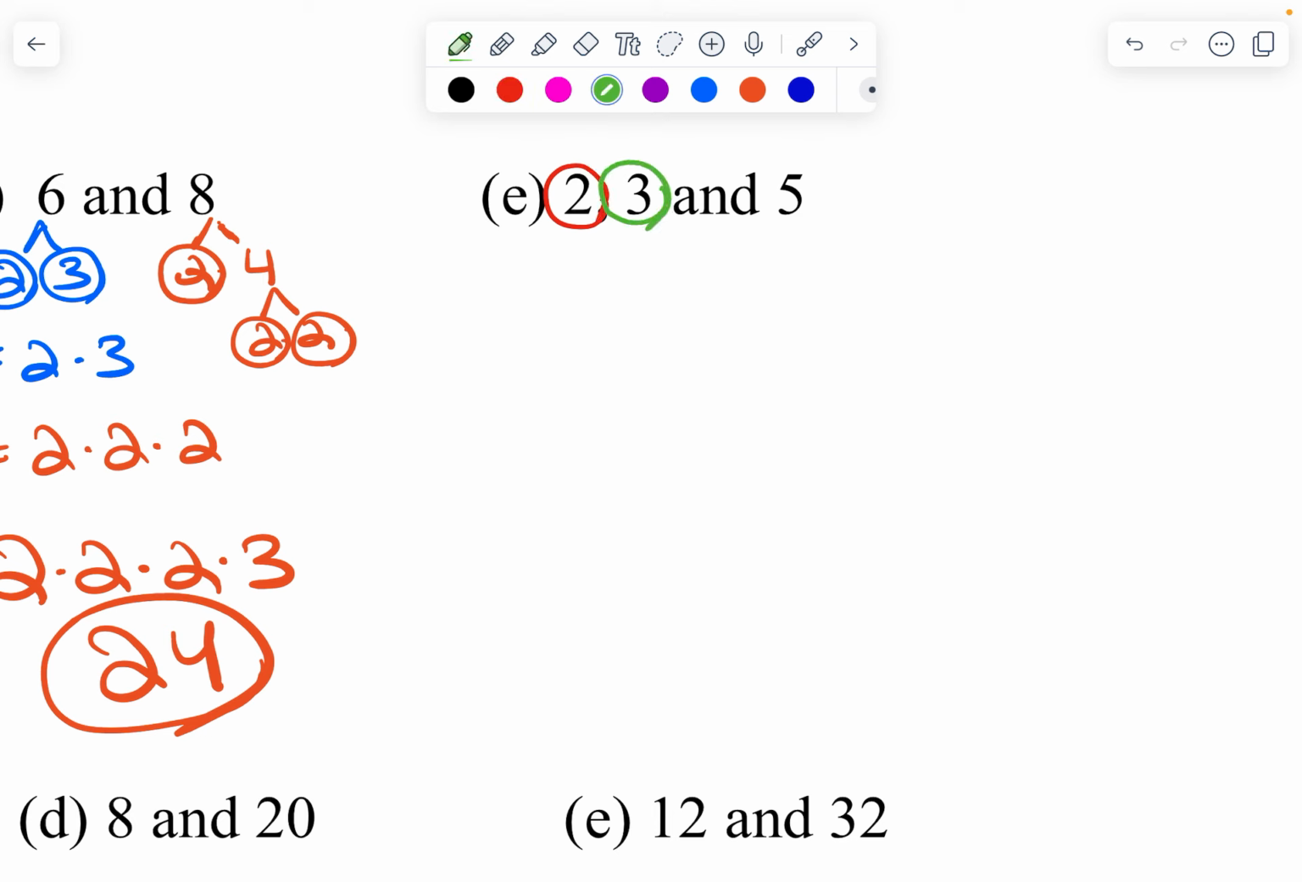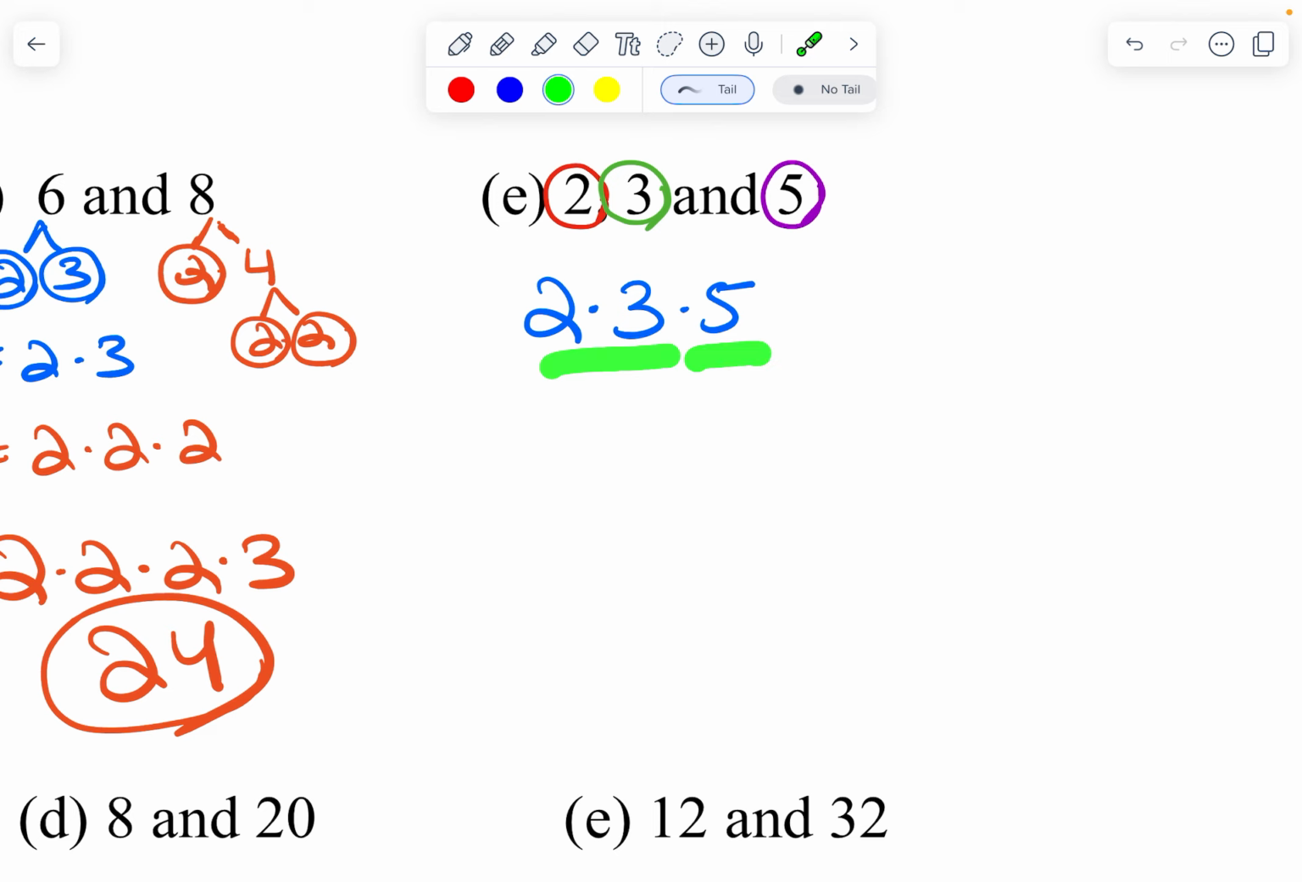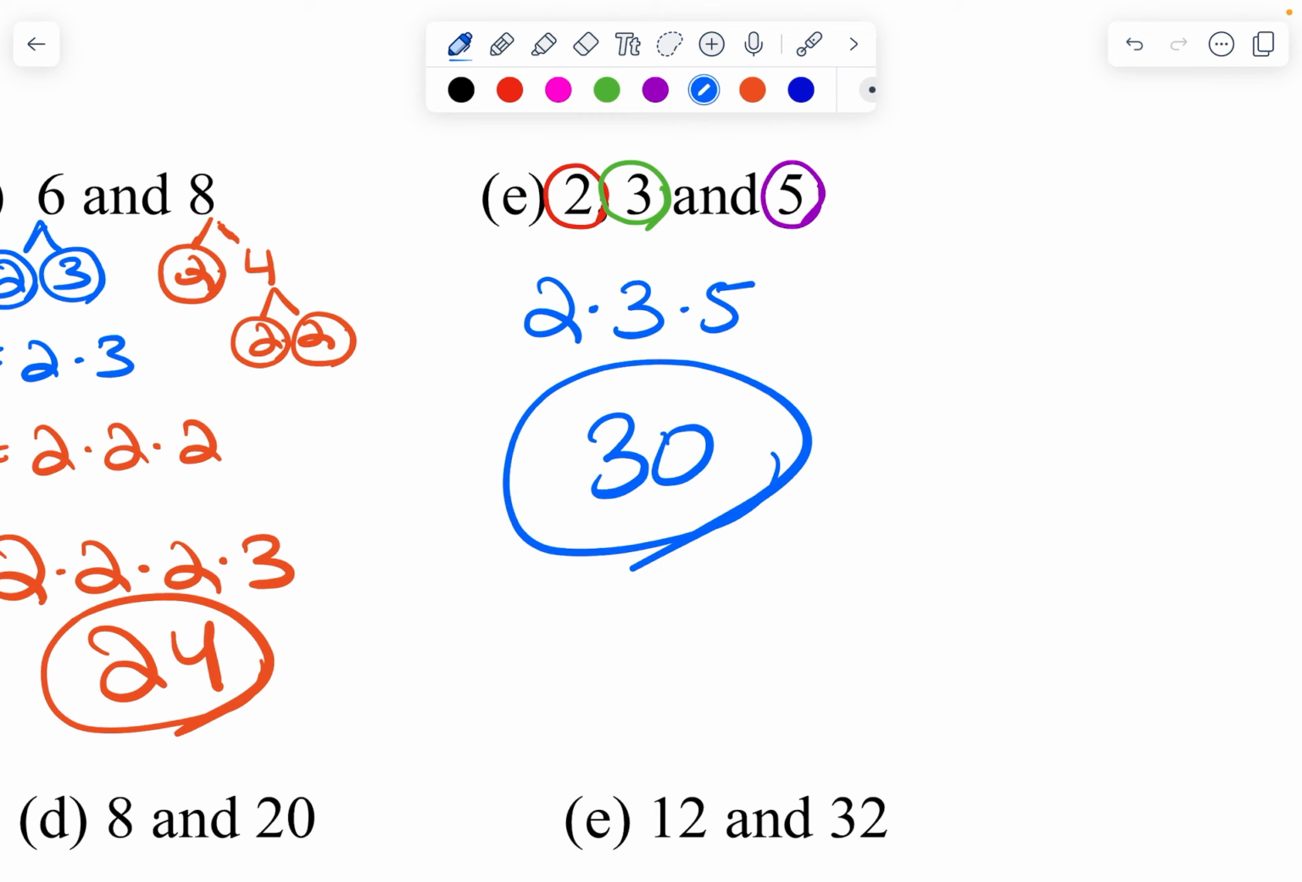Now, the fun part about 2, 3, and 5 is, well, 2 is a prime number. 3 is a prime number, and 5 is a prime number. So what that means for me is 2 doesn't get broken down, 3 doesn't get broken down, 5 doesn't get broken down. So for my LCM, my least common multiple, I need a single 2, a single 3, and a single 5. So 2 times 3 makes 6, 6 times 5 makes a least common multiple of 30.